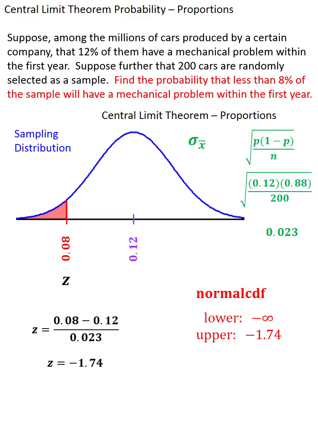So, substituting negative infinity and negative 1.74 into my normal cumulative distribution function using whatever calculator or software you use will give you 0.041. And that represents the red shaded area, but of course it also represents the probability we're looking for. The chance that out of 200 randomly selected cars, the sample proportion needing repair will be less than 8%. So there's a 4% chance roughly of that happening.